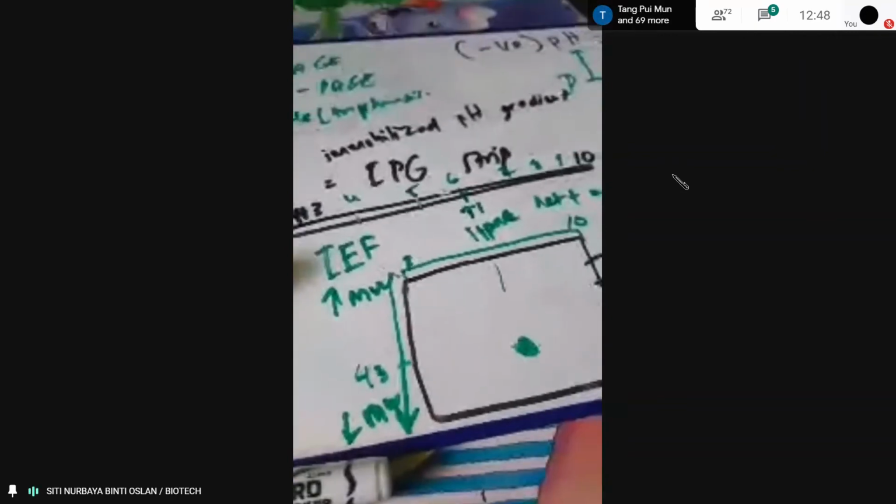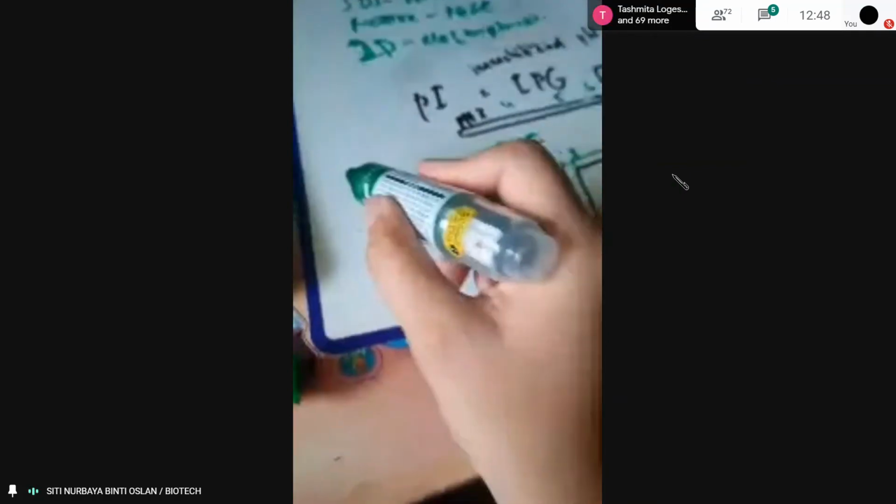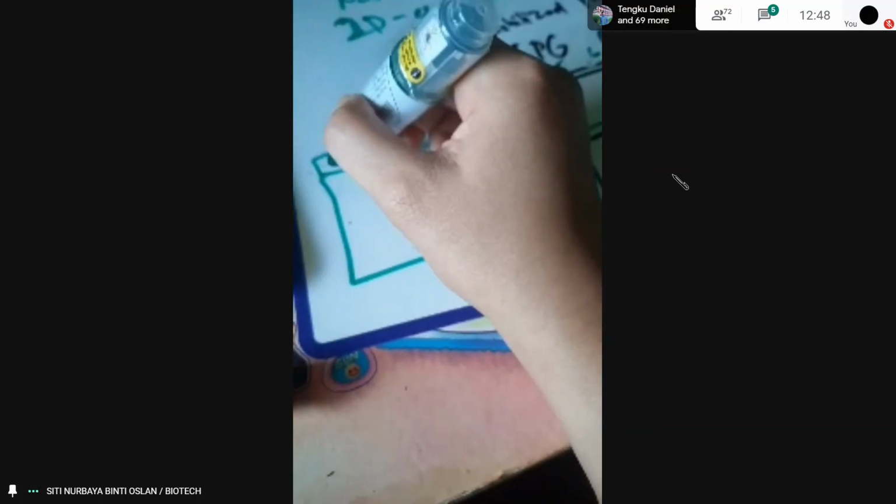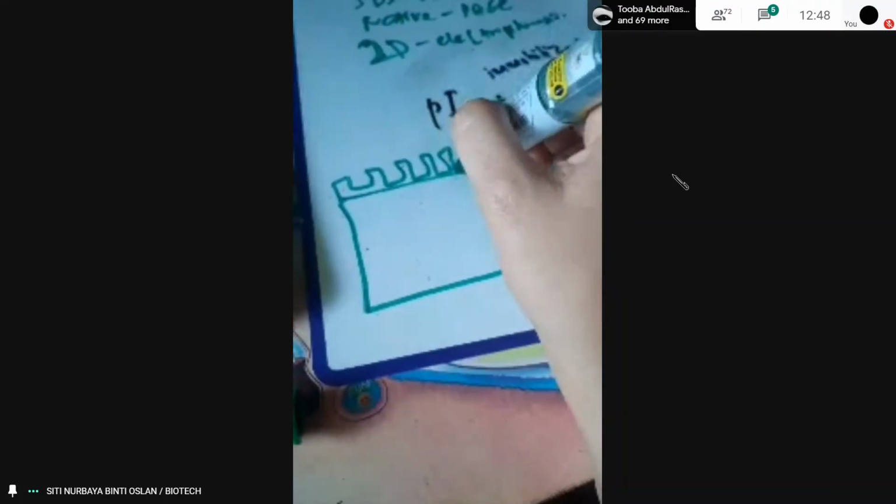If we compare the 2D with the normal SDS-PAGE that you have done before, this is the normal SDS-PAGE, where we have the stacking gel.